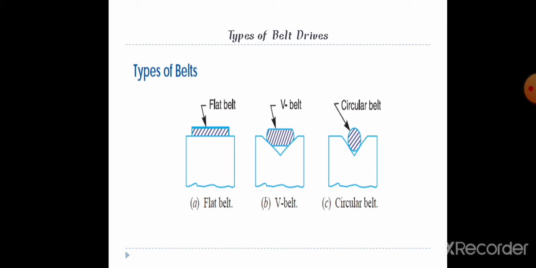Types of belts: flat belt, V belt, and circular belt. Flat belt is mostly observed in factories and workshops, where we want to transmit a medium or small amount of power from one pulley to another. These two pulleys should not be placed more than 8 to 10 meters apart from each other. Then we can obtain a good result from the flat belt.